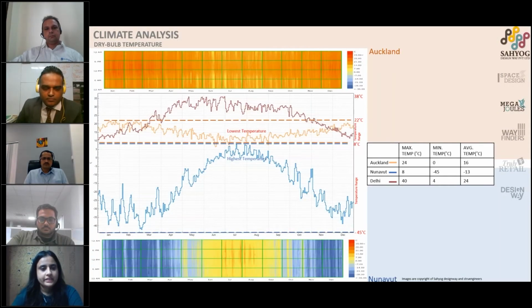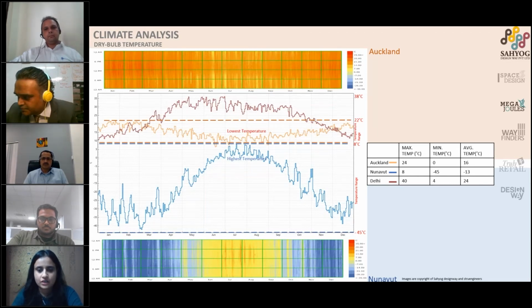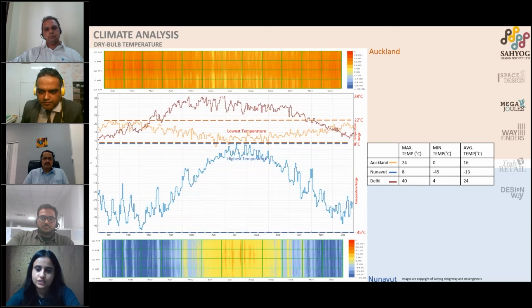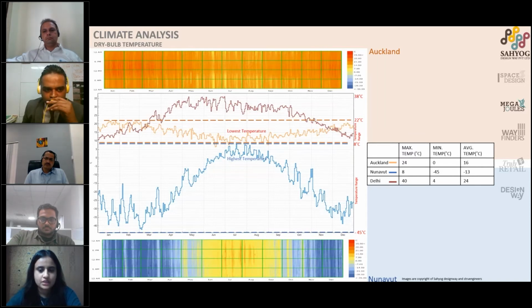In the climate analysis, we have done the dry bulb temperature analysis. Here you can see the temperature of three cities, Auckland, Nunavut, and Delhi. In Nunavut, we have the widest temperature range, which is from minus 45 degrees Celsius to 8 degrees, whereas in Auckland and Delhi, it's 0 to 24 degrees and 4 degrees to 40 degrees.